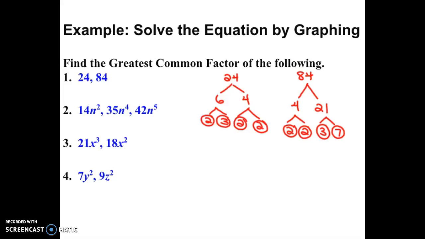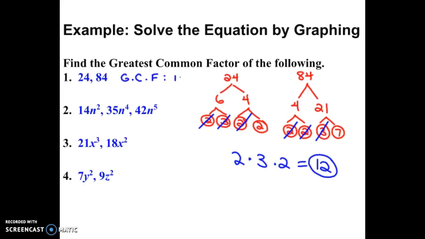Notice how both 24 and 84 have a 2. Both of them also have a 3, and both of them have another 2 in common. If you multiply their common numbers, you can figure out that 12 is the greatest common factor. So I'm going to write that up here.